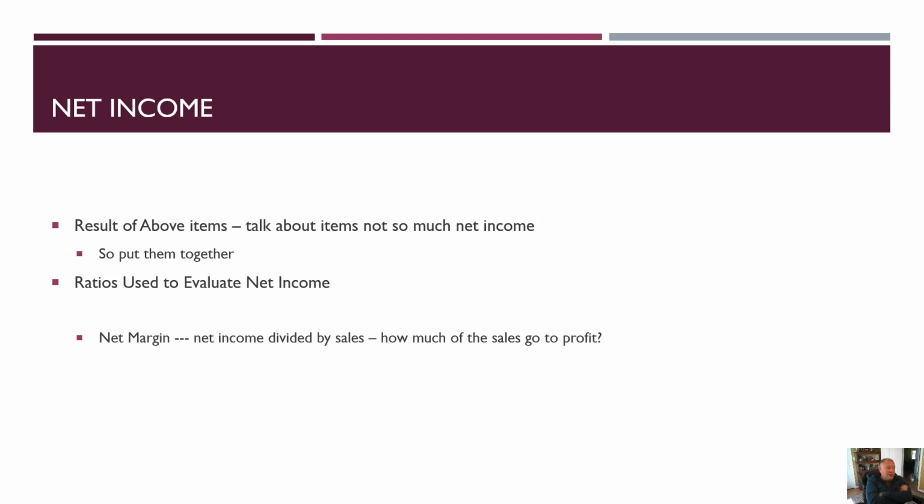And we then use a few ratios to evaluate net income. How are we doing? We already talked about the gross margin. That is a key one. The next one is the net margin. Net income divided by sales. How much of the sales goes to profit? Okay, what's that net margin? So that's really net income divided by sales, which you should see right on your common size financial statements.